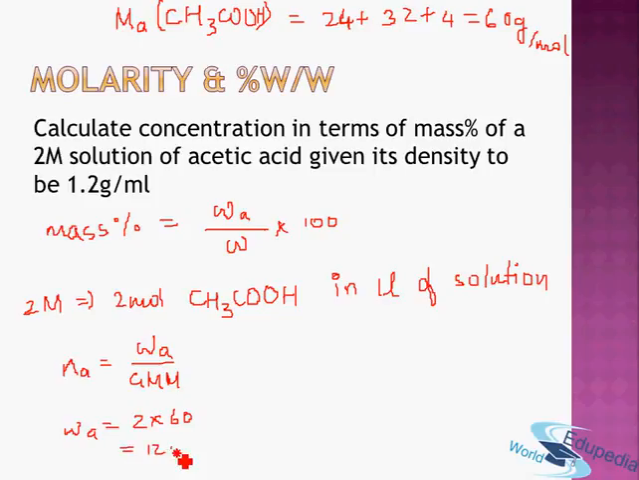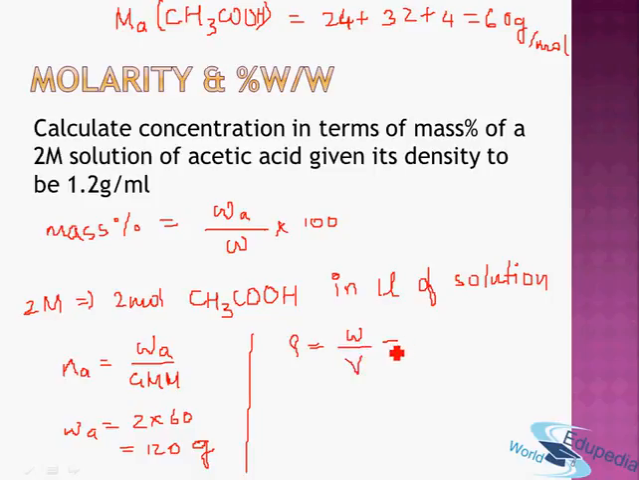What does this come out to be? 120 gram. 2 moles multiplied with 60 gram per mole, so this will come out to be 120 gram. So I have calculated WA. Now I have to calculate W. How do I calculate W? For that you have density. So density is mass of solution divided by volume of solution.